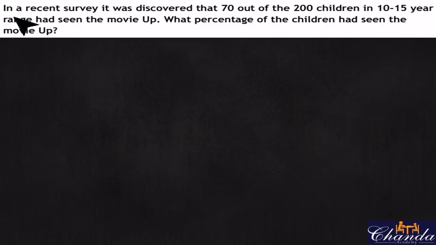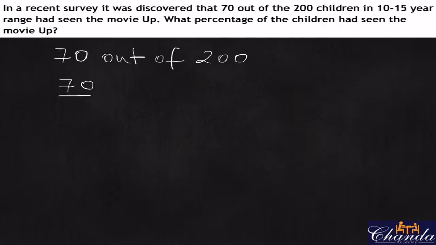Now, this question says, in a recent survey, it was discovered that 70 out of the 200 children in the 10 to 15 year range had seen the movie Up. Now, what percentage of the children had seen the movie Up? So 70 out of 200, if we were to write this out, is simply 70 over 200. And now 70 over 200 is to be converted into a percentage. Now when we go from percentage to fractions, we divide by 100. Then when we go from fractions to percentage, we multiply by 100.